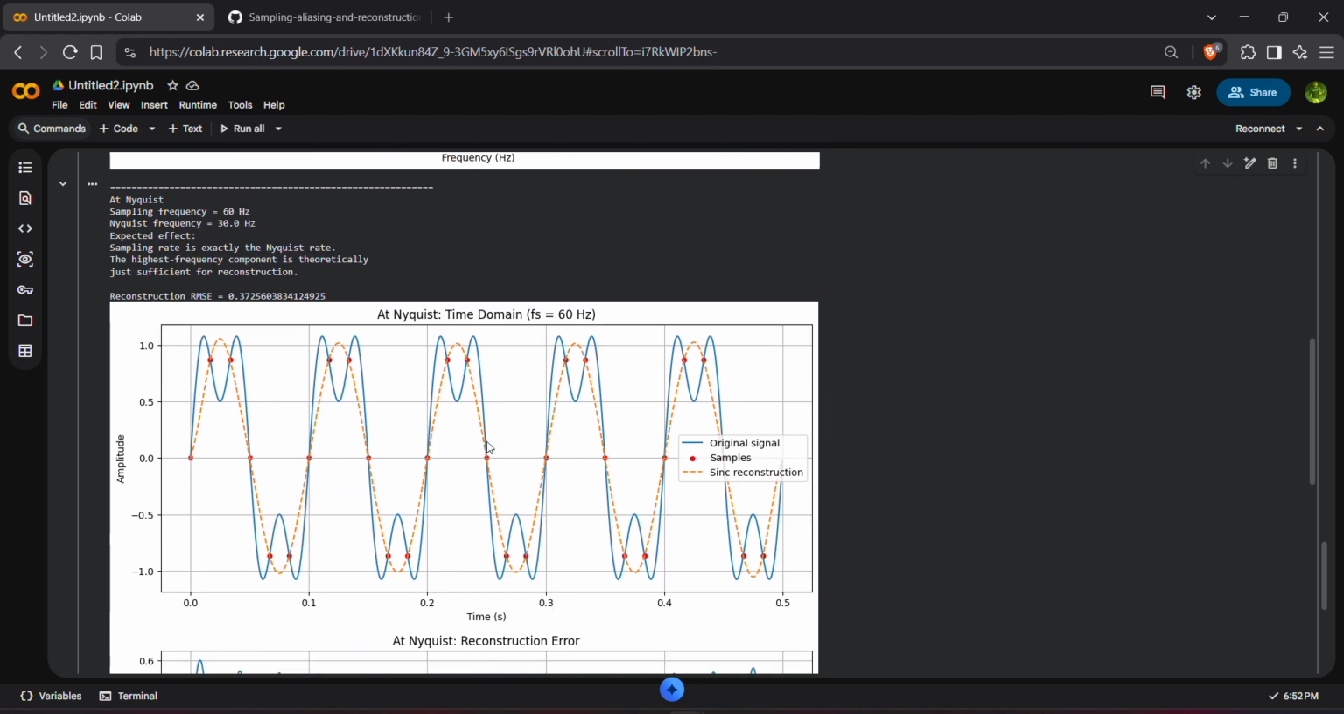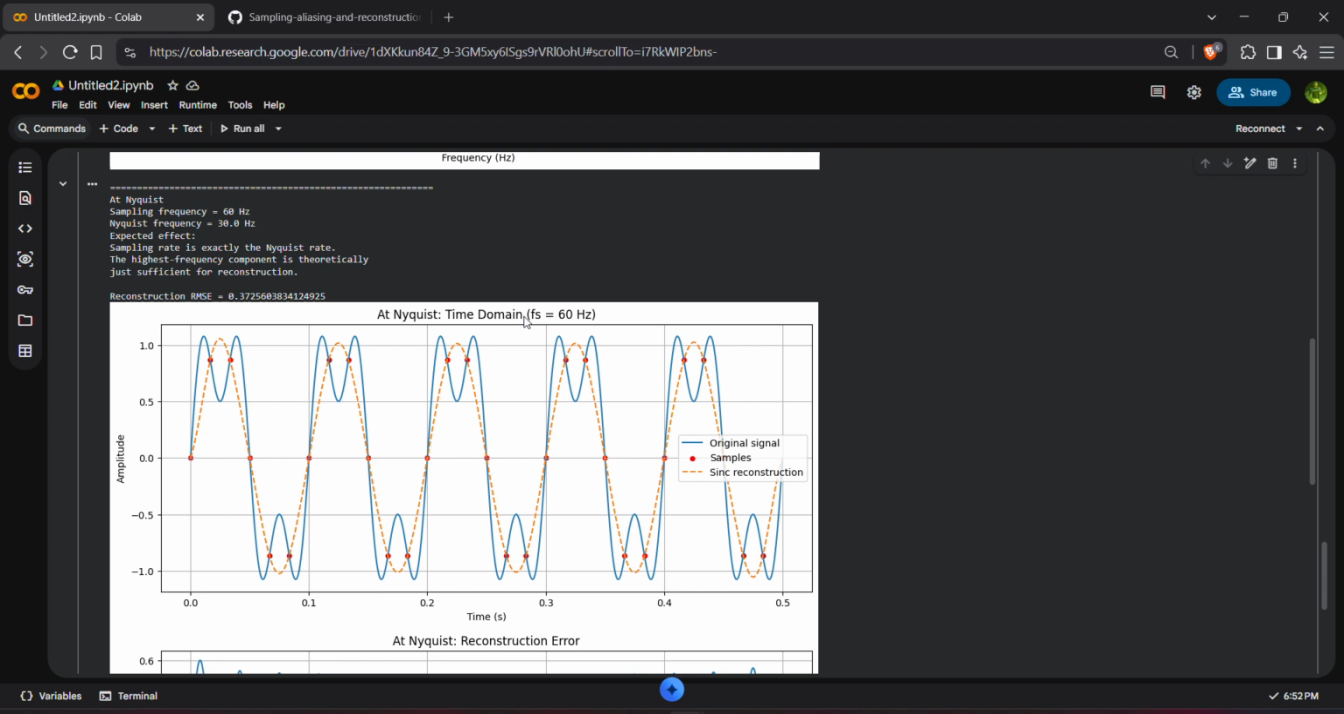Case 2, at the Nyquist. Let's move to the second case. Here the sampling frequency of 60 hertz equals the Nyquist rate. Therefore, the highest frequency, 30 hertz, is being sampled at the minimum theoretical rate required for reconstruction. According to theory, reconstruction is possible.